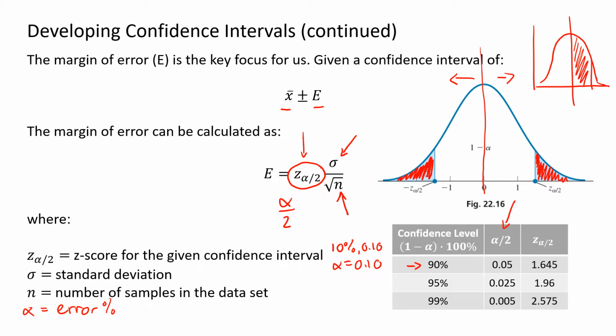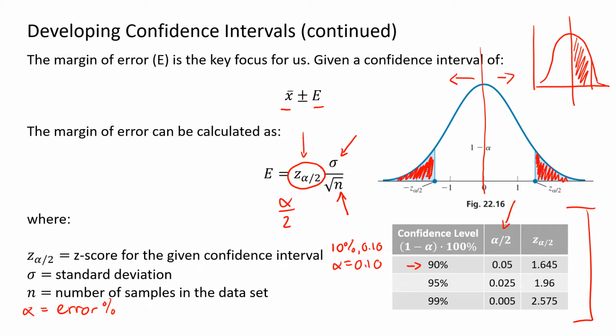I'm not expecting you to have to calculate these. I'm just showing you what they mean. And with that, if you were to look it up on a z-score table, you would get your z-score of 1.645. And this table for these three specific confidence intervals will be provided to you for your test.